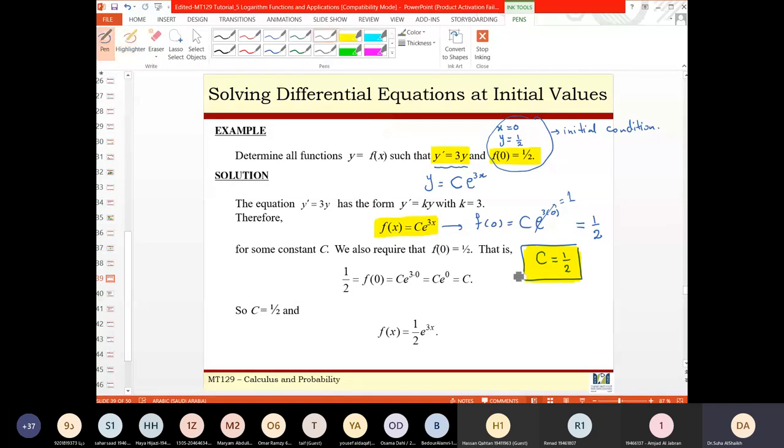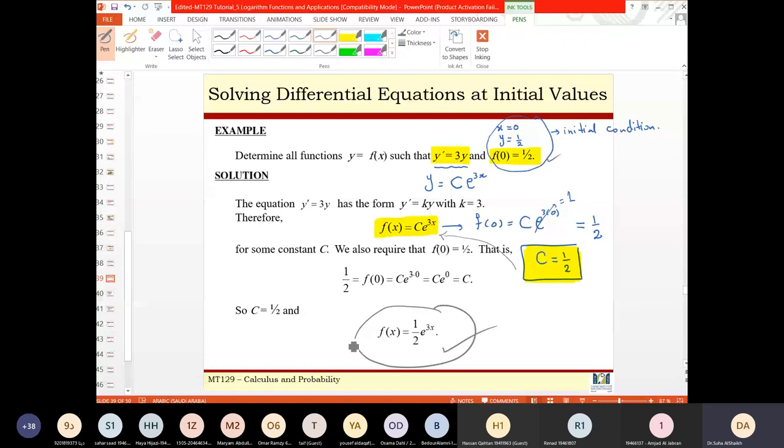Go back to this equation, substitute with c equal to half. So my equation ends up being f of x equal to half exponential 3x. Now this equation is exactly half exponential 3x. Where did we get 2 from? There is no 2. I don't see any 2. We have half, from the initial condition. From the initial condition, we have f at 0 is equal to half.